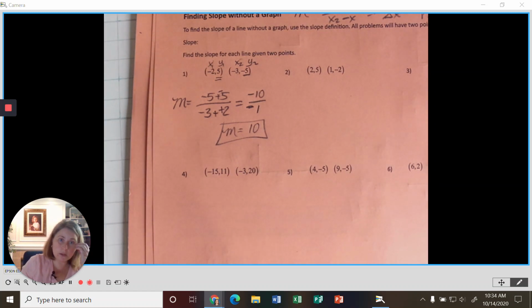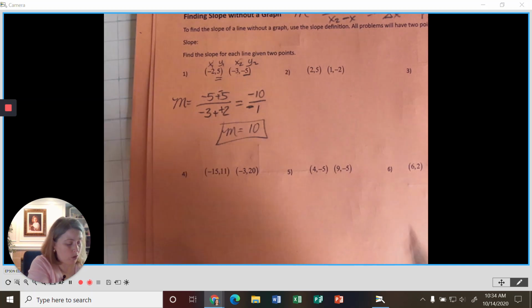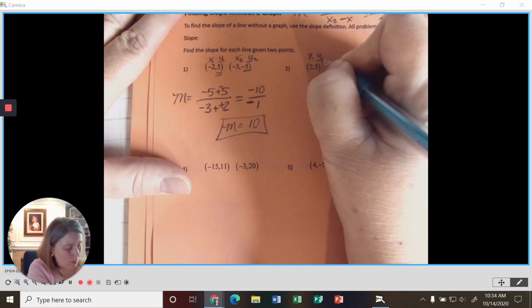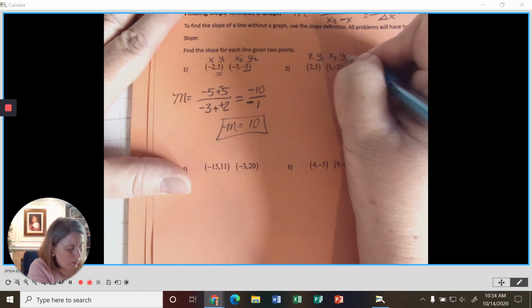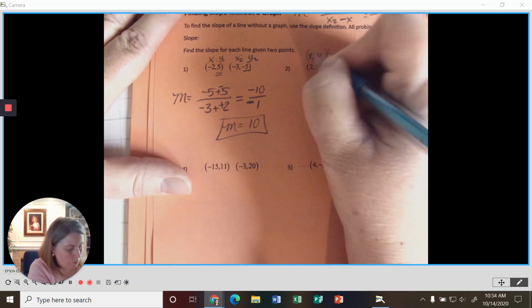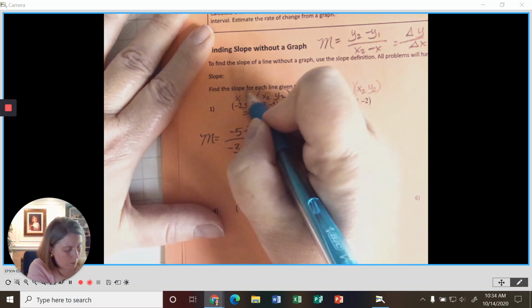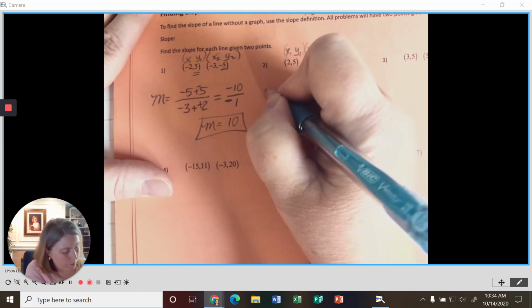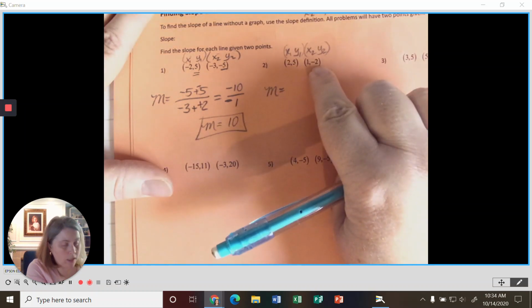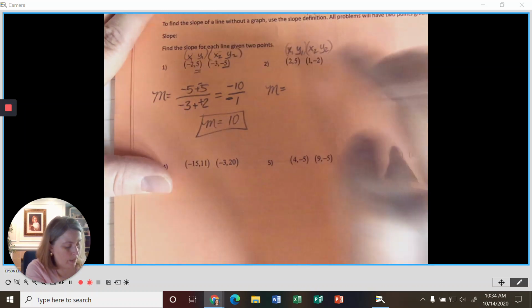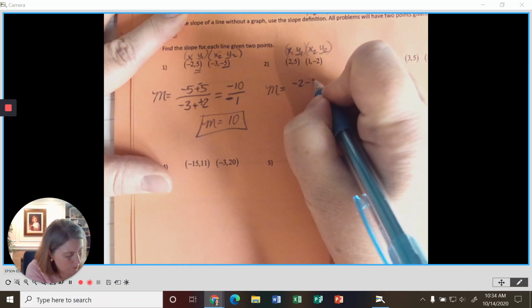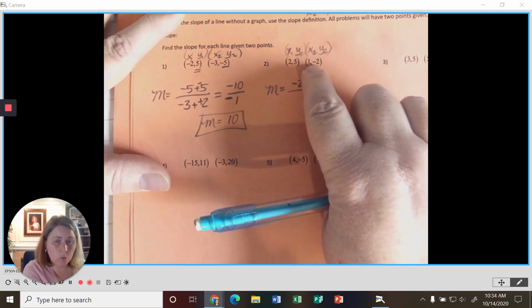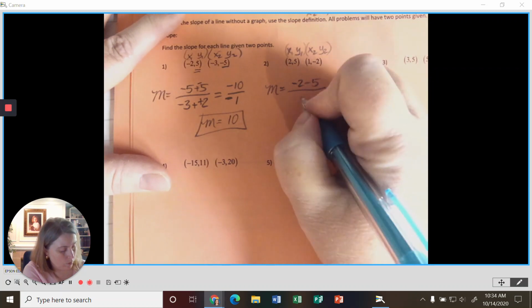And then let's go ahead and look at number 2. We have 2, 5, and 1, negative 2. Again, I'm going to call the first one x sub 1, y sub 1, x sub 2, y sub 2. Okay, so change in y, negative 2 minus 5 over change in x. Go in that same corresponding order, 1 minus 2.